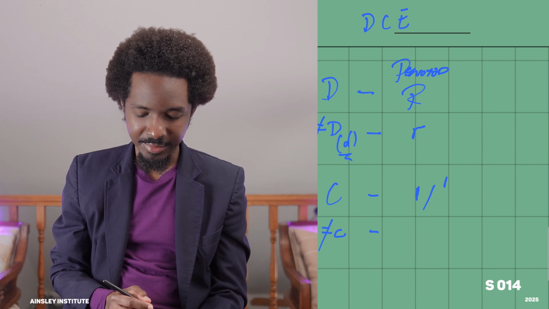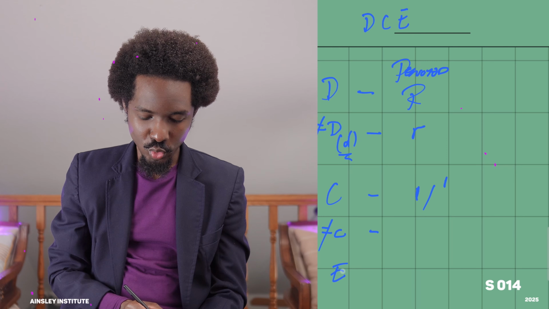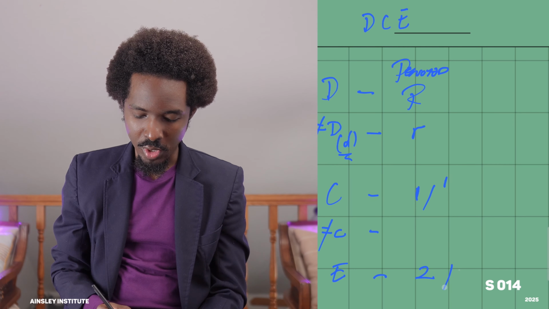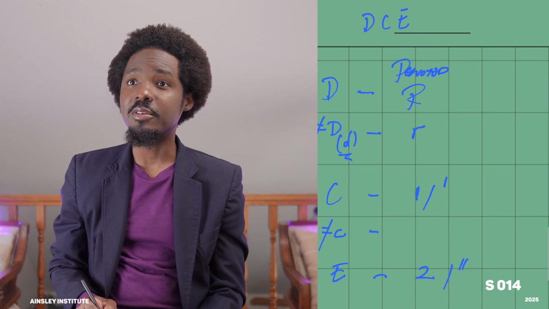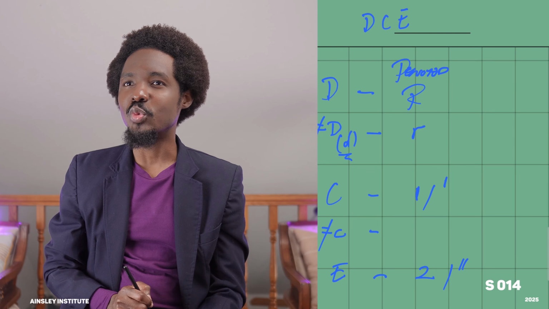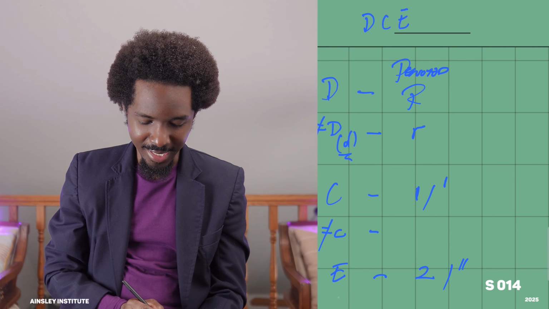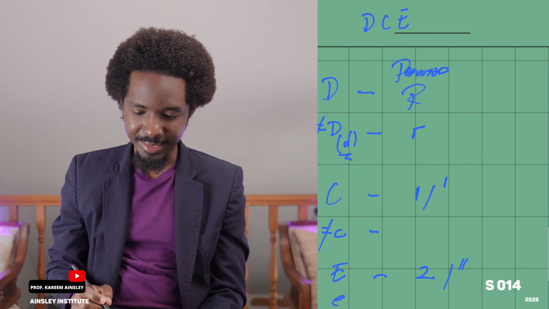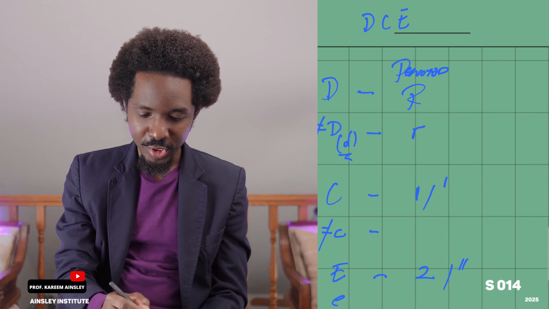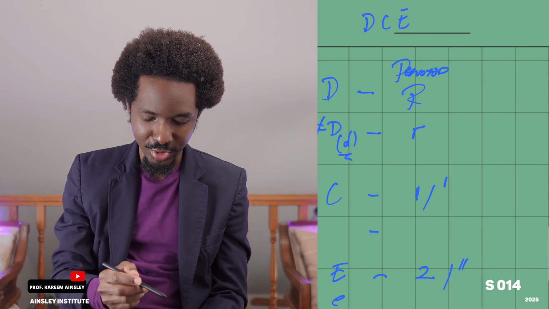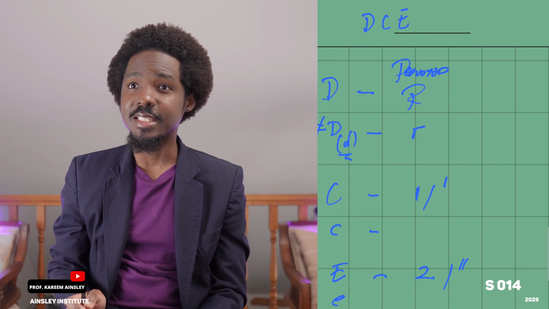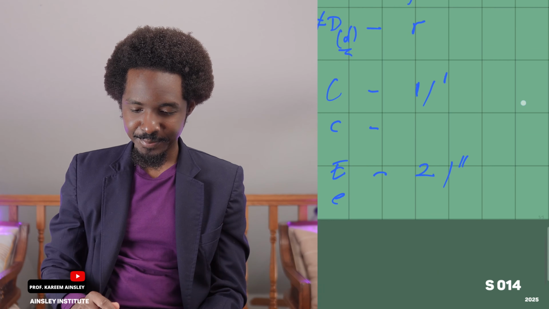All right? Now, let us move into E. When we have E, we are thinking of having 2 or double prime. If in the absence of this, guess what we have? We have little e, just like that. All right? So with that in mind, we have an appreciation as to what is taking place.